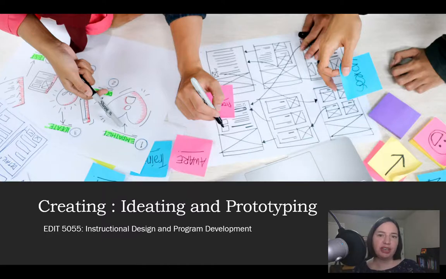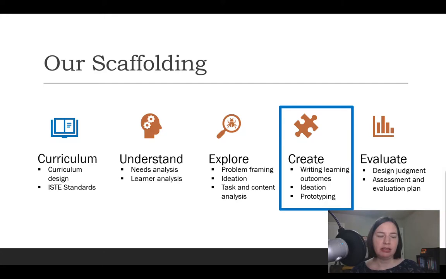This week we're going to talk about creating with ideating and prototyping. So in our oversimplified model of design, we're over here on create. Although I think ideation and prototyping can also help us explore and understand and evaluate. But for now, we're saying what's under create.